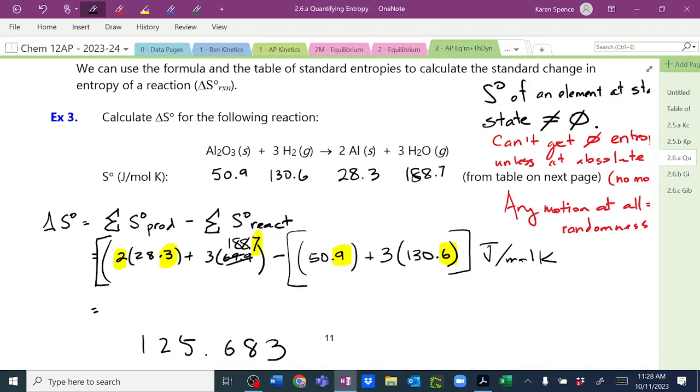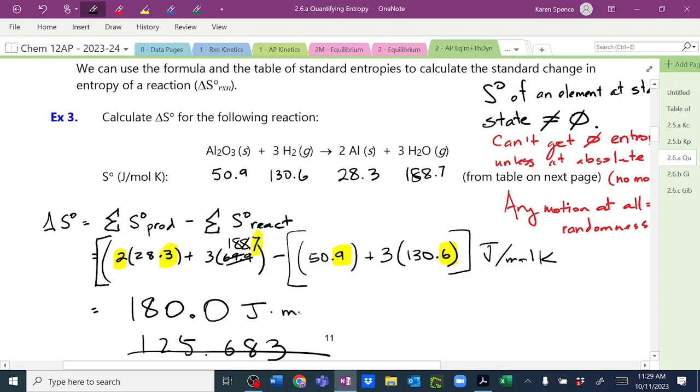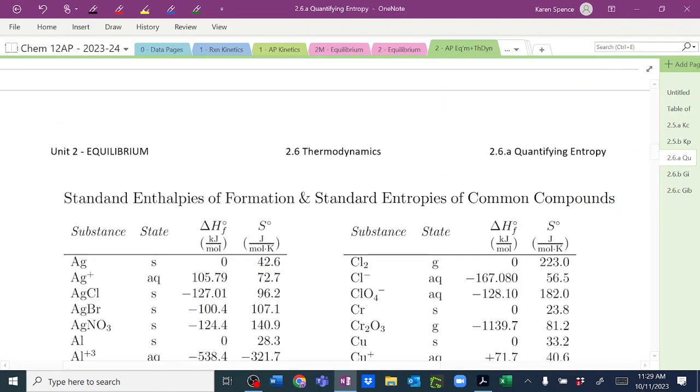2 times 28.3 plus 3 times 188.7 equals, minus 50.9, minus 3 times 130.6 equals, it is 180. And it should be 180.0. Is good? Okay, easy.